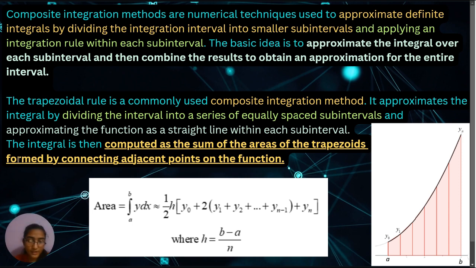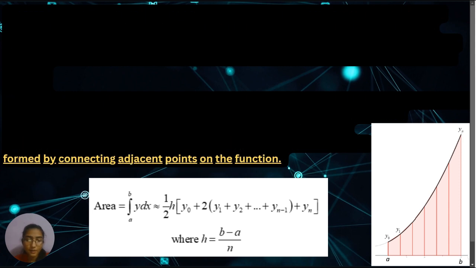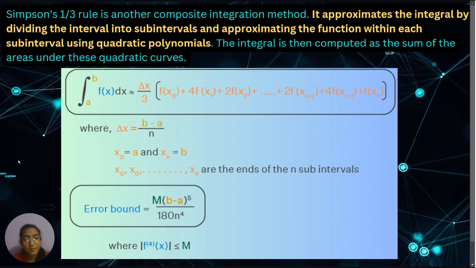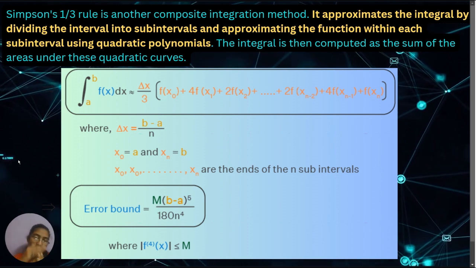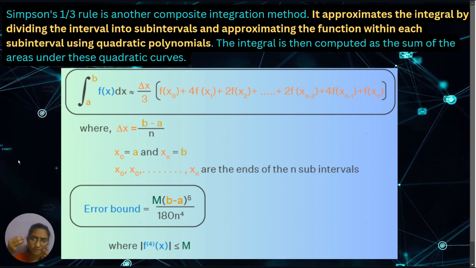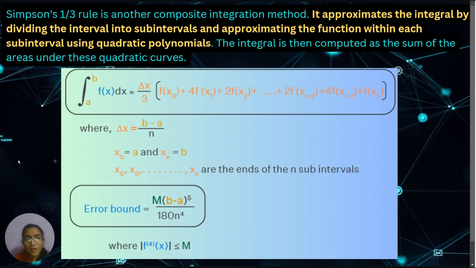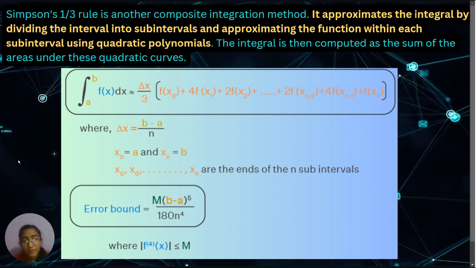So the area will be equal to the integration from a to b of y dx, which is approximately equal to 1 by 2 h in the bracket y0 plus 2 times y1 plus y2 plus y3 up to y n minus 1, plus yn, where h is equal to (b minus a) by n. So basically this is the example of the trapezoidal rule, and it is also a composite integration method. As we see, the interval is divided into very small subintervals. Now Simpson's 1 by 3 rule is another composite integration method. It also approximates the integral by dividing the interval into many subintervals and then adding them together, approximating the function within each subinterval using a quadratic polynomial.